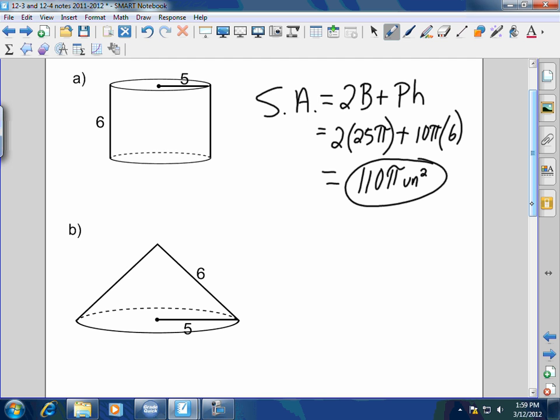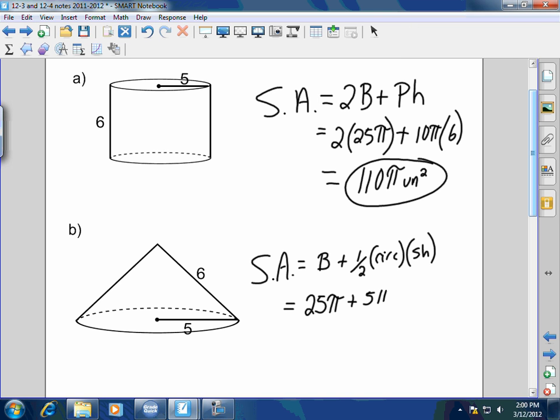Let's look at B. In this case, the surface area formula here is the base area plus 1/2 of circumference times slant height. So what is my base area here, gentlemen? 25 pi. Awesome. Now, half of circumference, it's basically going to be pi r. So plus 5 pi, thank you, times slant height, thank you. So this is going to be 55 pi units squared. Does that make sense?